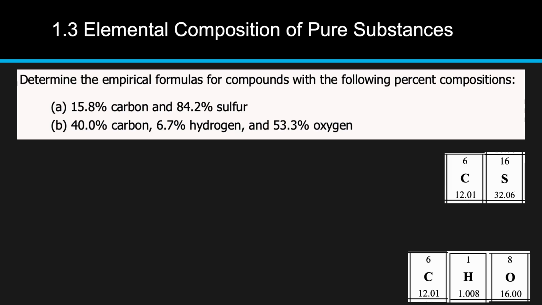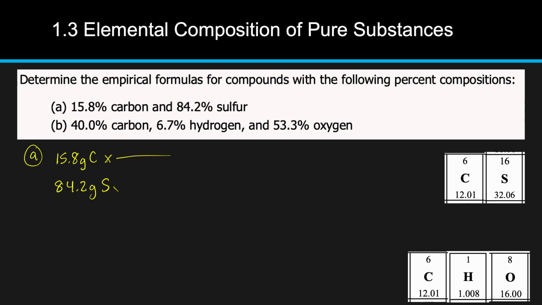All right, so again, we're going to take our percent compositions and turn them into empirical formulas. So the first one for part A, we have 15.8% carbon. And we know we can change the percent sign right to grams. And then we have 84.2 grams of sulfur.